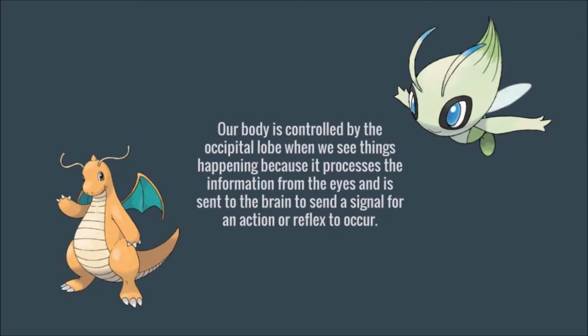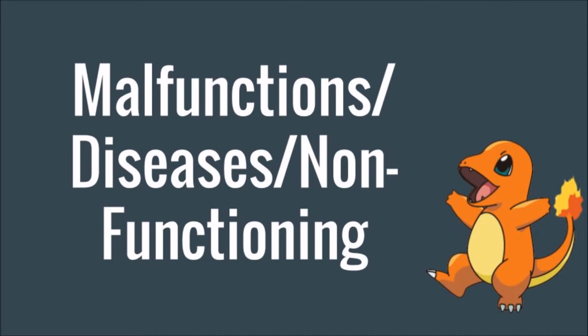Our body is controlled by the occipital lobe when we see things happening because it processes the information from the eyes and is sent to the brain to send a signal for an action or a reflex to occur. What happens if it malfunctions, has diseases, or is non-functioning?